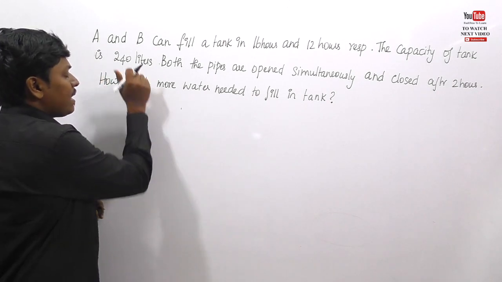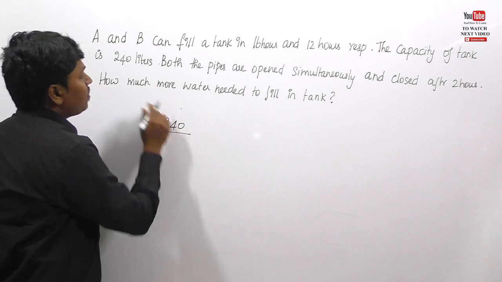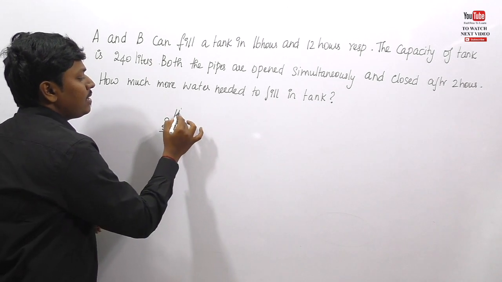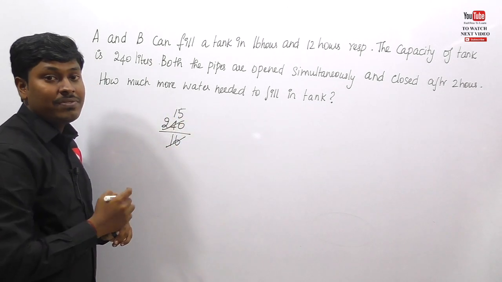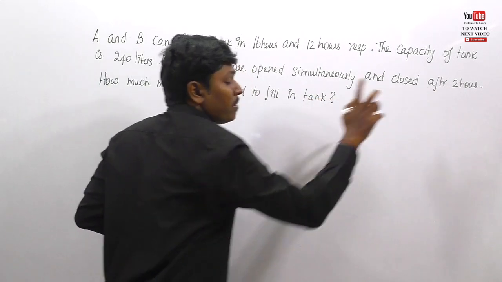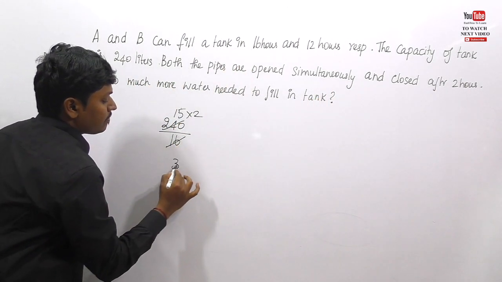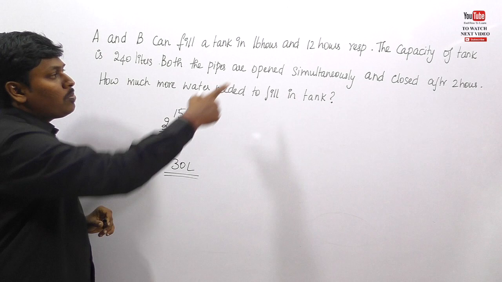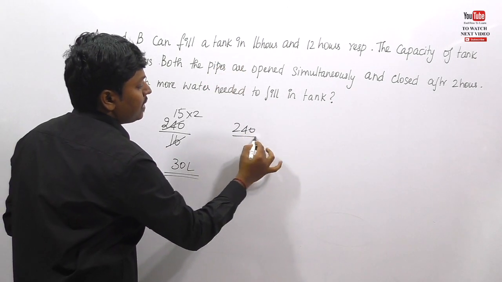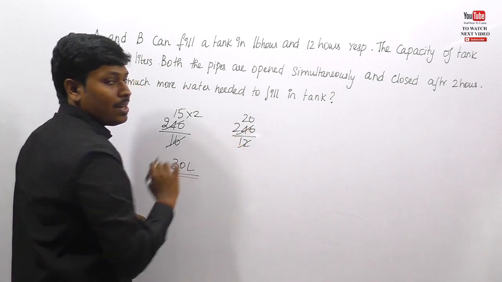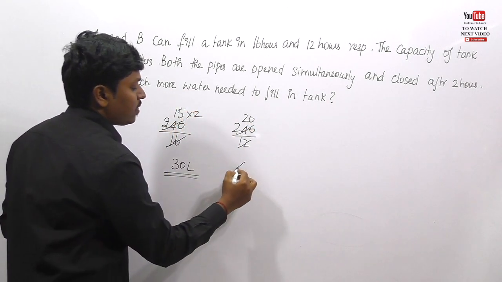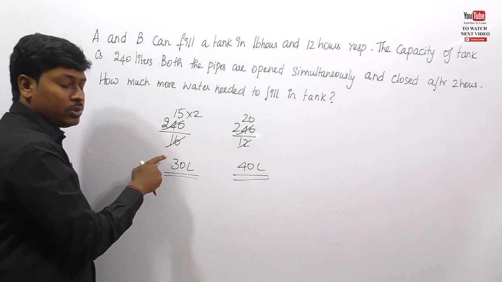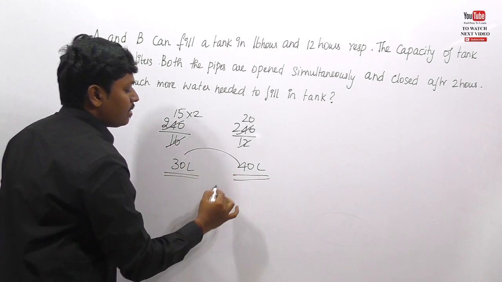Listen carefully. The tank capacity is 240 liters, right? And we know that tap A alone can fill in 16 hours. So divide by 16. When we divide by 16, in 1 hour, tap A alone will cover 15 liters. Where we know that the tap is open for 2 hours. So 15 into 2 will be 30. So I can say that 30 liters from tap A for 2 hours. Next is tap B. What about tap B is 12 hours. So 240 divided by 12, that is 20, friends. 1 hour 20 liters. We need to find for 2 hours, that is 40 liters. So 2 hours tap B 40 liters, 2 hours tap A 30 liters. When we add both, 70 liters, friends.